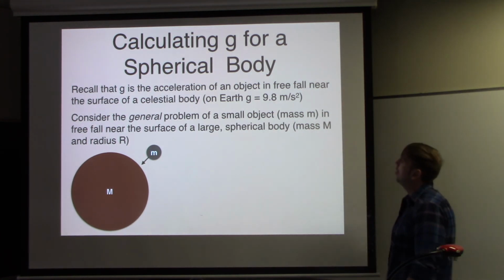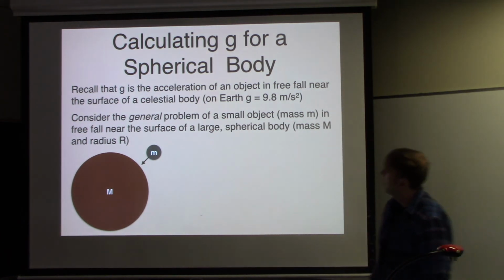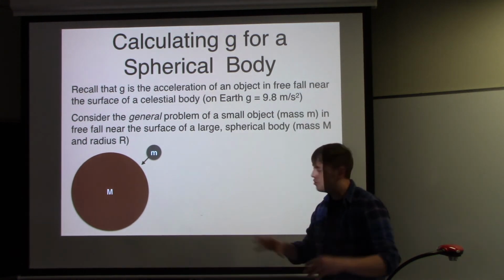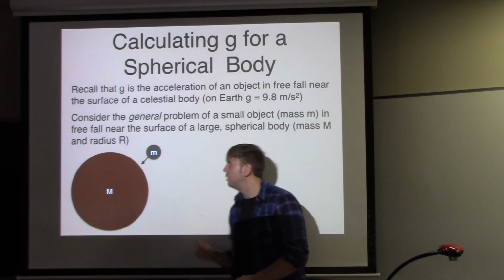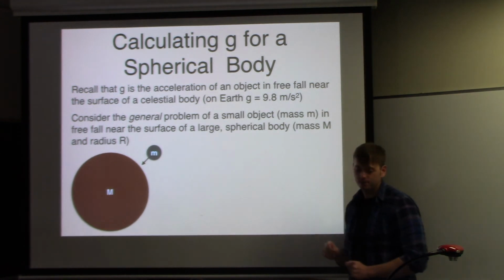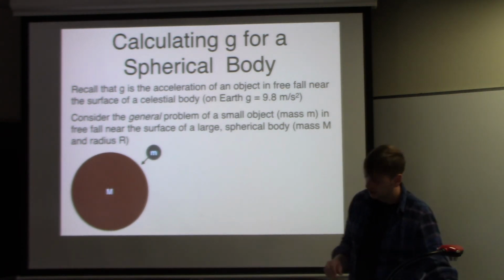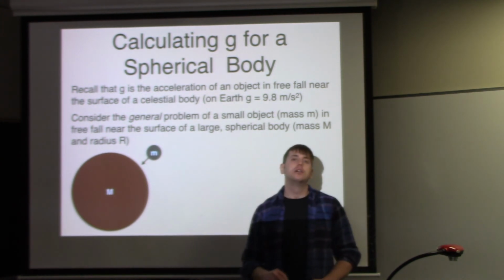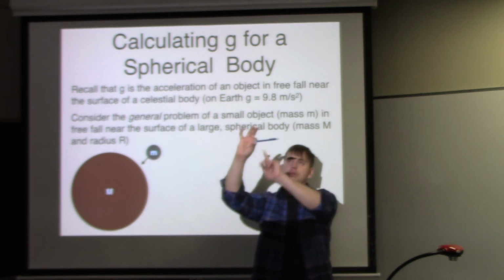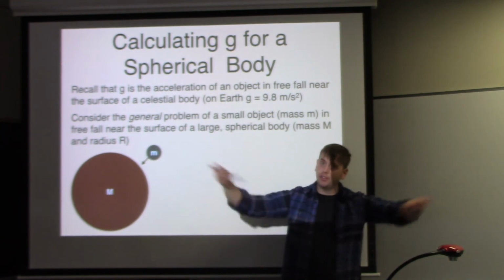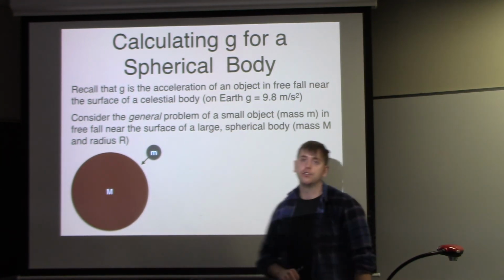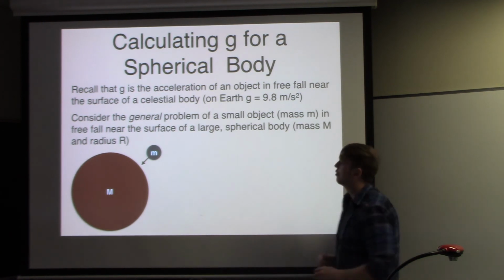So the general problem is a small object, mass little m, which is really close to the surface of a large spherical object, mass big M, and it's in free fall. To be clear, this is an example of that problem. This is my little m, my small mass, the pencil; the Earth itself is my big M, and the pencil is in free fall near the surface of the Earth. That's the general problem we're talking about.